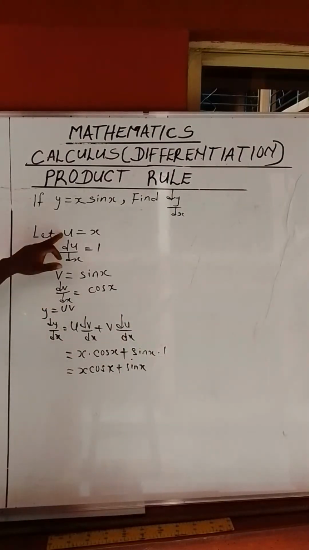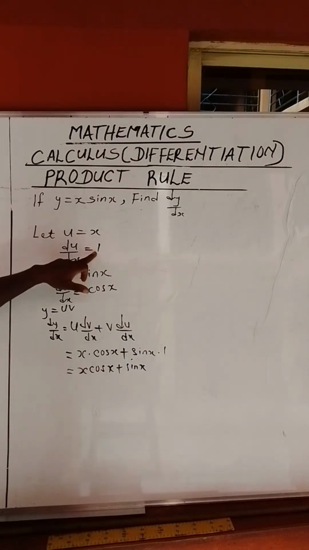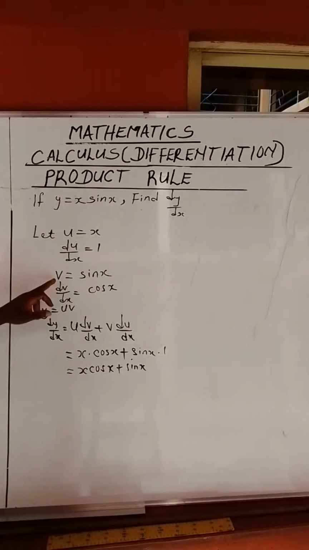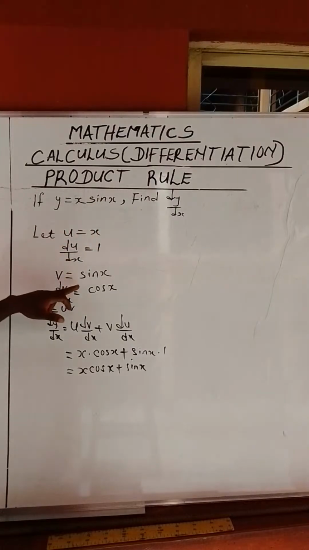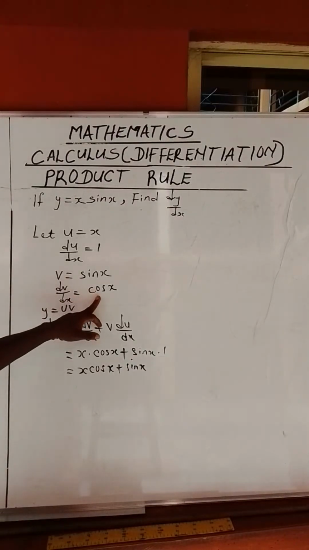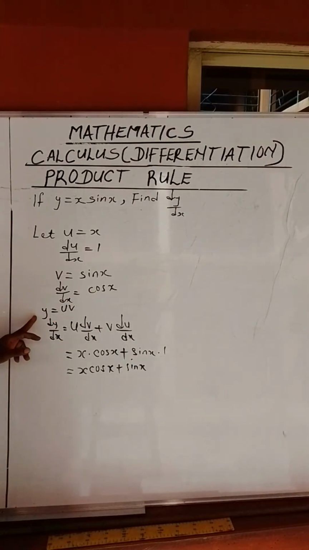So in that case, we have u equals x, and du/dx, the differential of u with respect to x, gives us 1. Then we have v, and v equals sine x. When we differentiate v with respect to x, we get cos x. Now it is time for us to apply the formula, which is the product rule.